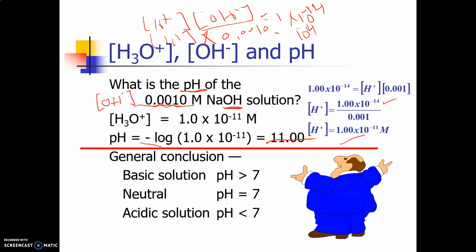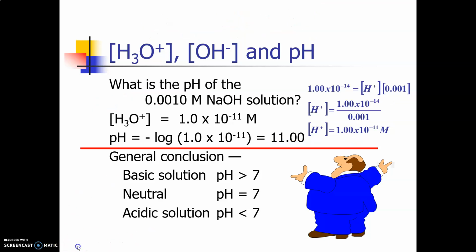As a general conclusion, if the pH equals 7, this means that the solution is neutral. If the pH is more than 7, it's basic. If the pH is less than 7, this means that it's acidic.